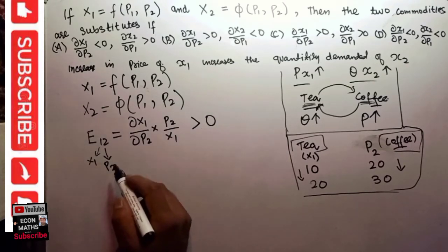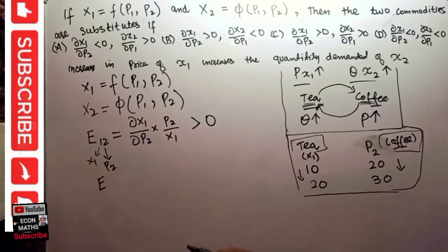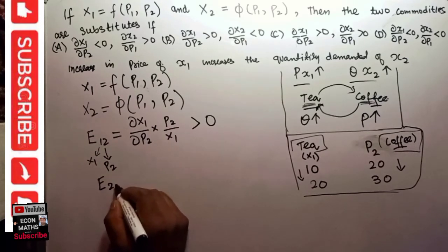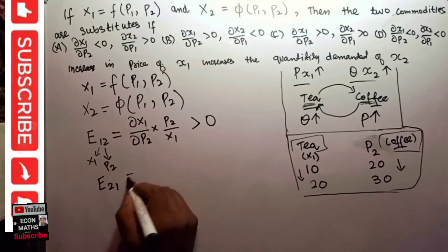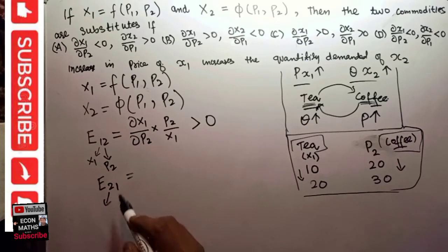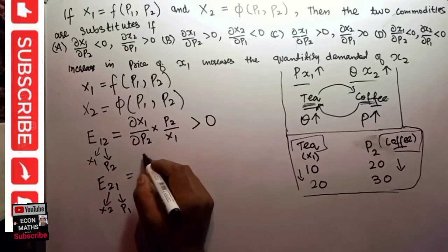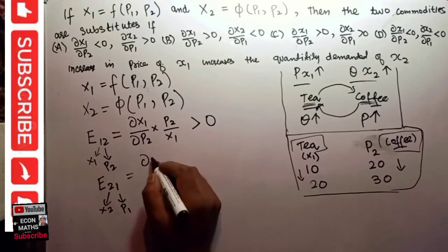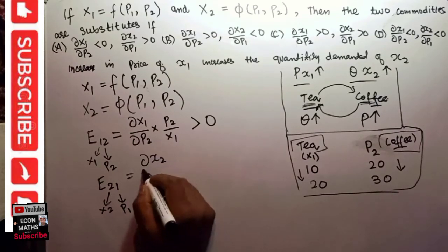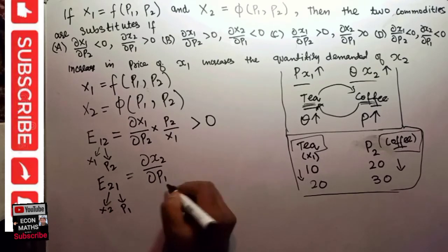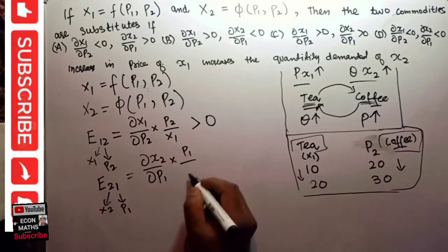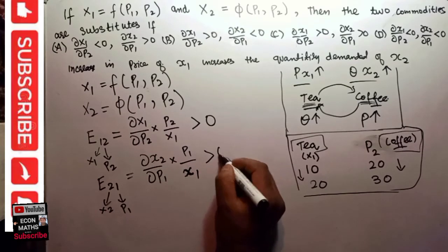And similarly, the cross price elasticity of demand E21 here means the cross price elasticity of demand between good X2 and the price of X1. It should be like this: the partial derivative of X2 with respect to P1, times P1 divided by X2. It should also be greater than 0.